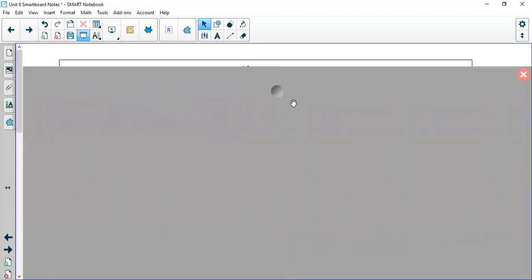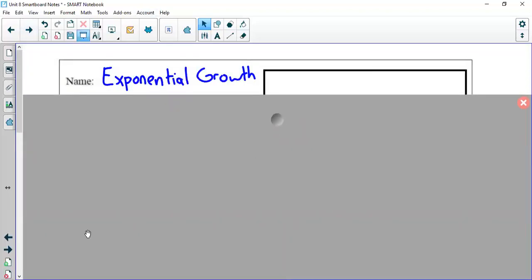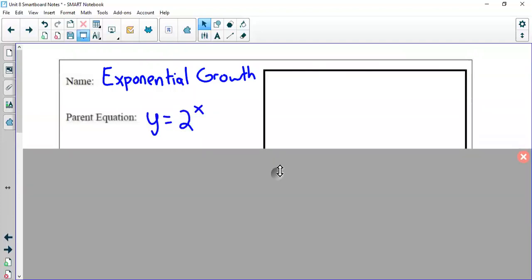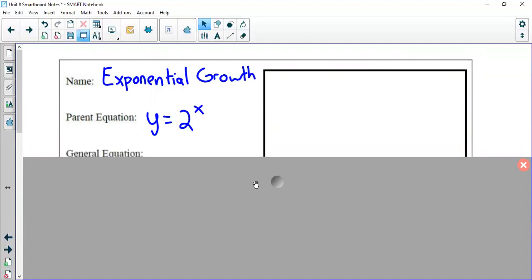All right, moving right along. Exponential growth is our next graph. That's the name. That is y equals 2 to the x, and we could really put any number greater than 1 in this spot, but for simplicity's sake, we're going to do 2 to the x.